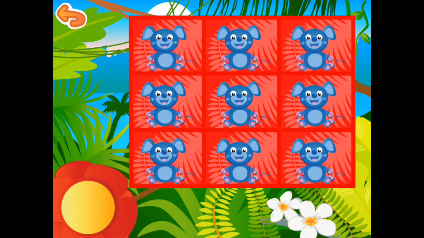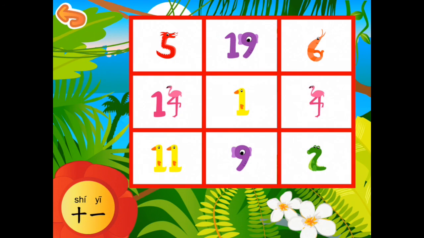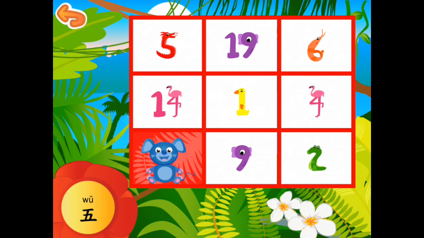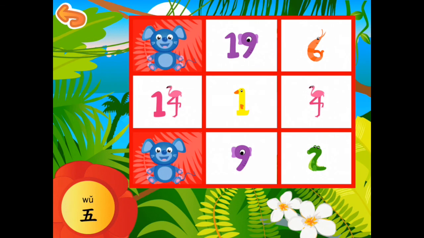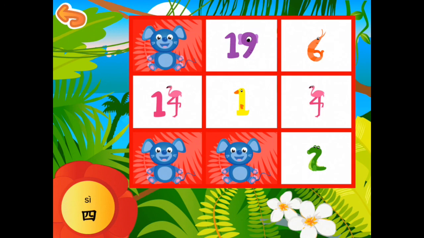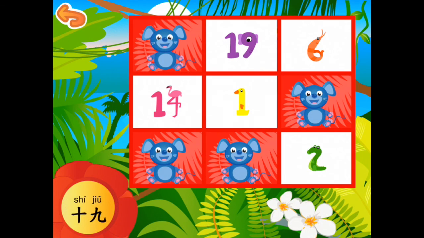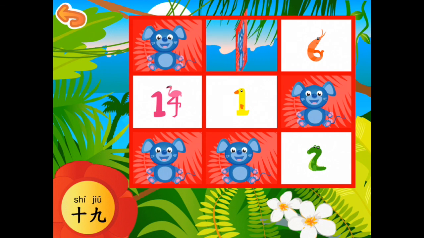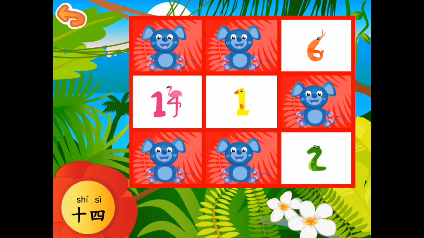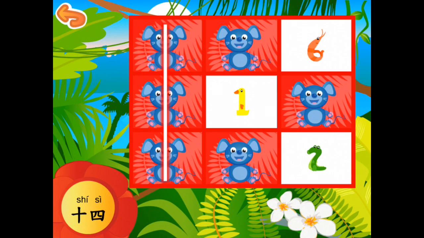Listen to the word in Mandarin and tap the matching picture. Tic-tac-toe, get three in a row. 十一 五 Well done! 九 That's right! 四 十九 Well done! 十四 You did it!